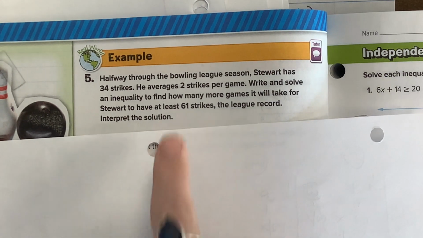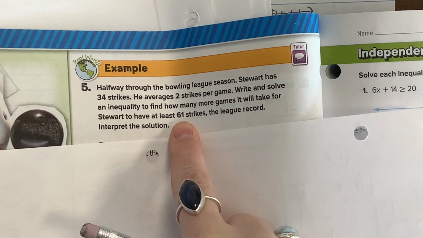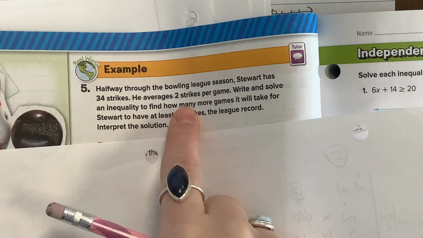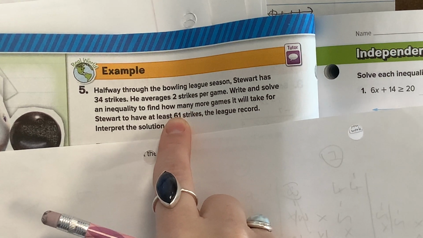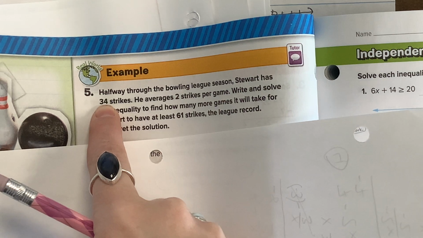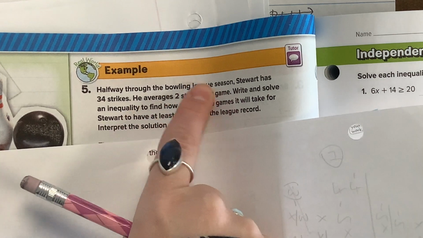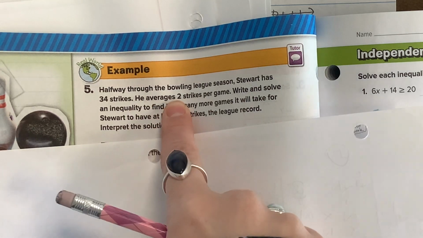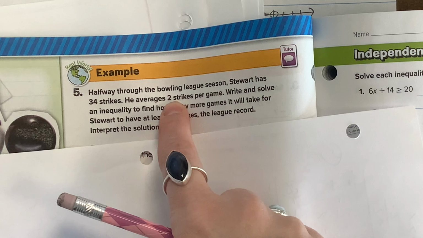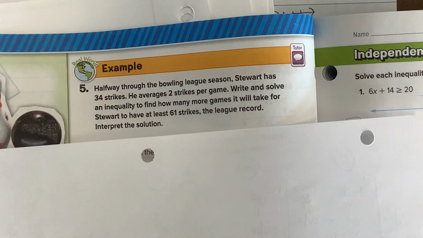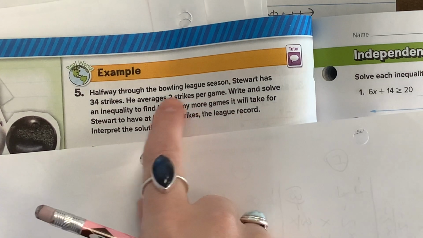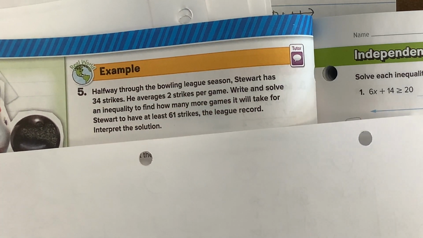Okay, so we're okay to have 61. We want to tie the record, if not beat it. So the at least means we want the 61 to be the smallest thing. Okay, 34 isn't going to change, so that's our constant. We're going to have a plus 34. And then looking at this, he averages 2 strikes per game. So to do that, we can call it 2g for game, or 2x, or 2n, whatever variable you want to use. But that's going to be the multiplication bit in our inequality.